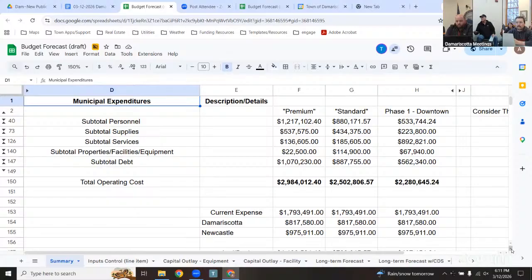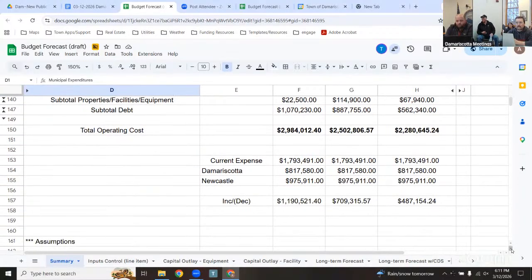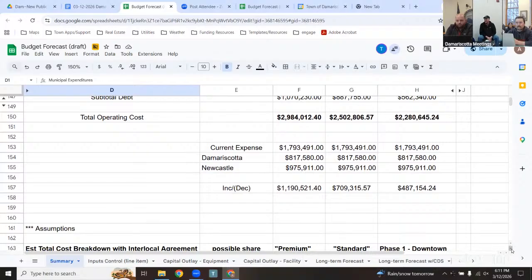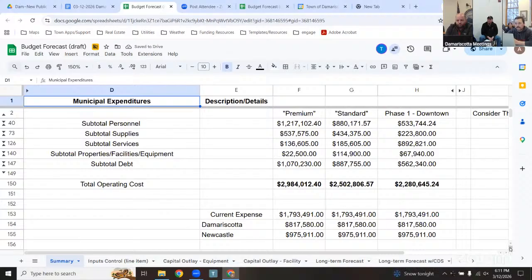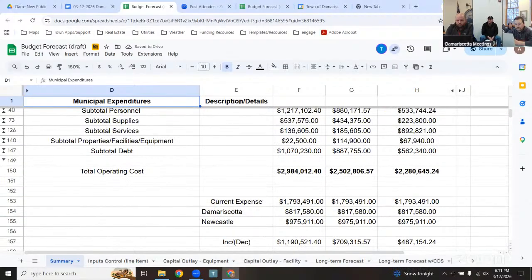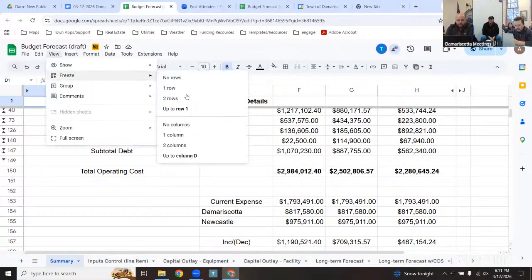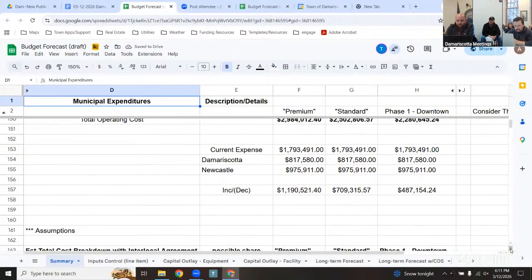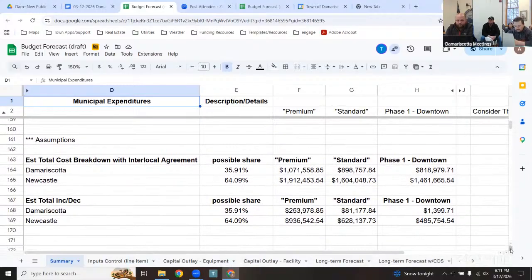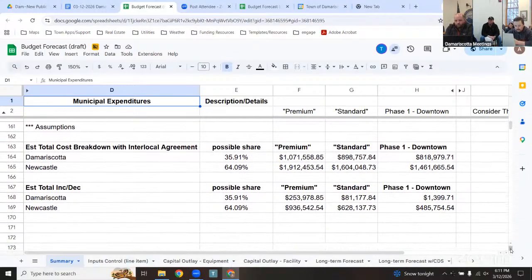So scrolling further down. The standard option, which is row G, is the most cost effective option. It doesn't give us the same amount of equipment. Let's drag that down, I guess. There you go. Keep going down here. And so this gives you an idea of the estimated cost breakdown with interlocal agreement.